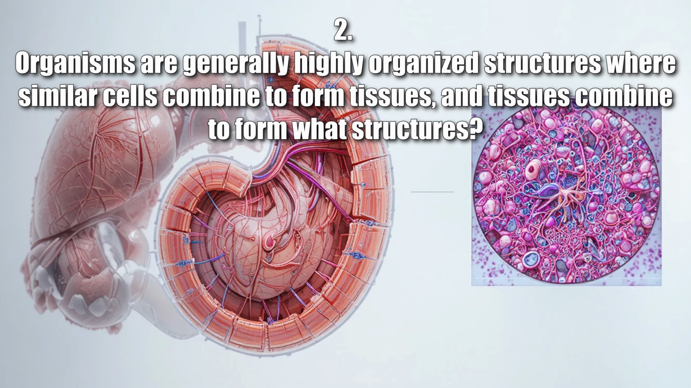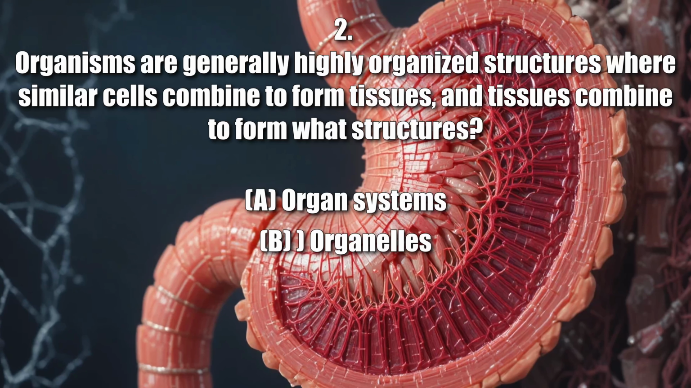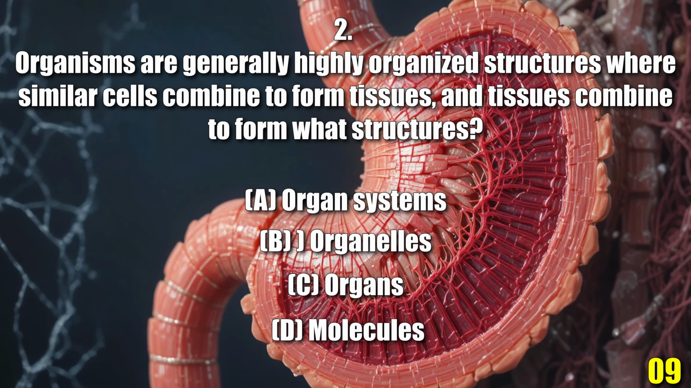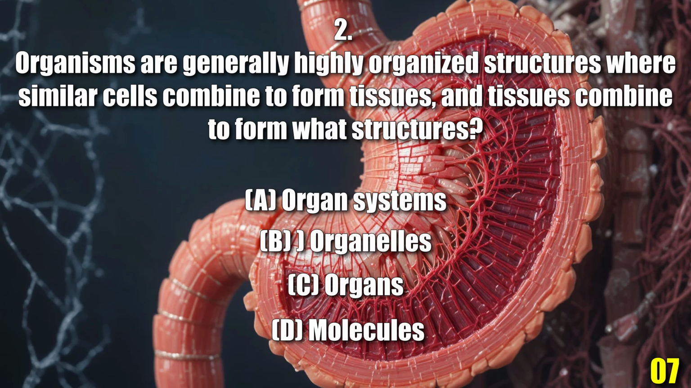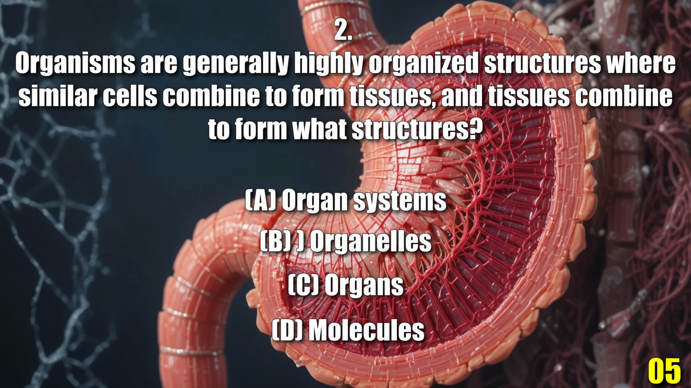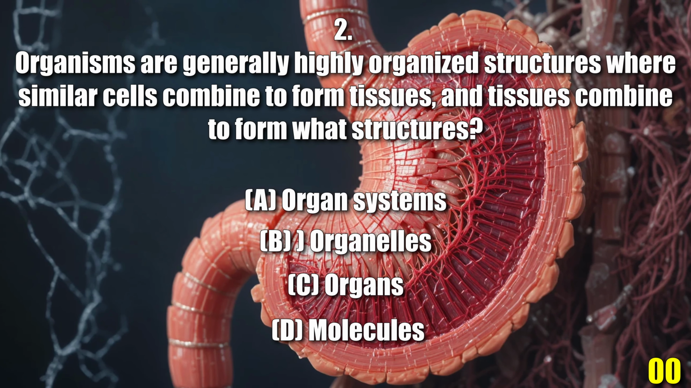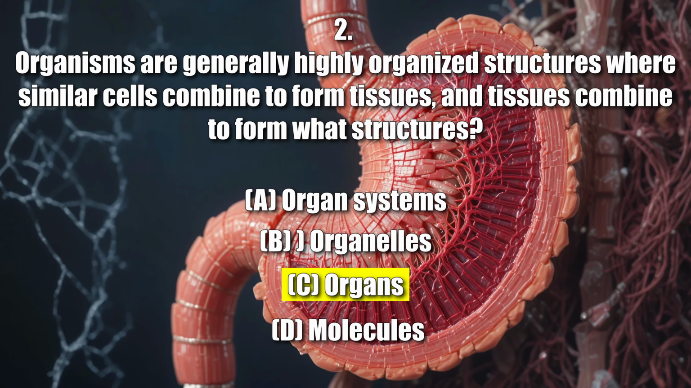2. Organisms are generally highly organized structures where similar cells combine to form tissues, and tissues combine to form what structures? A. Organ systems. B. Organelles. C. Organs. D. Molecules. The correct answer is C.